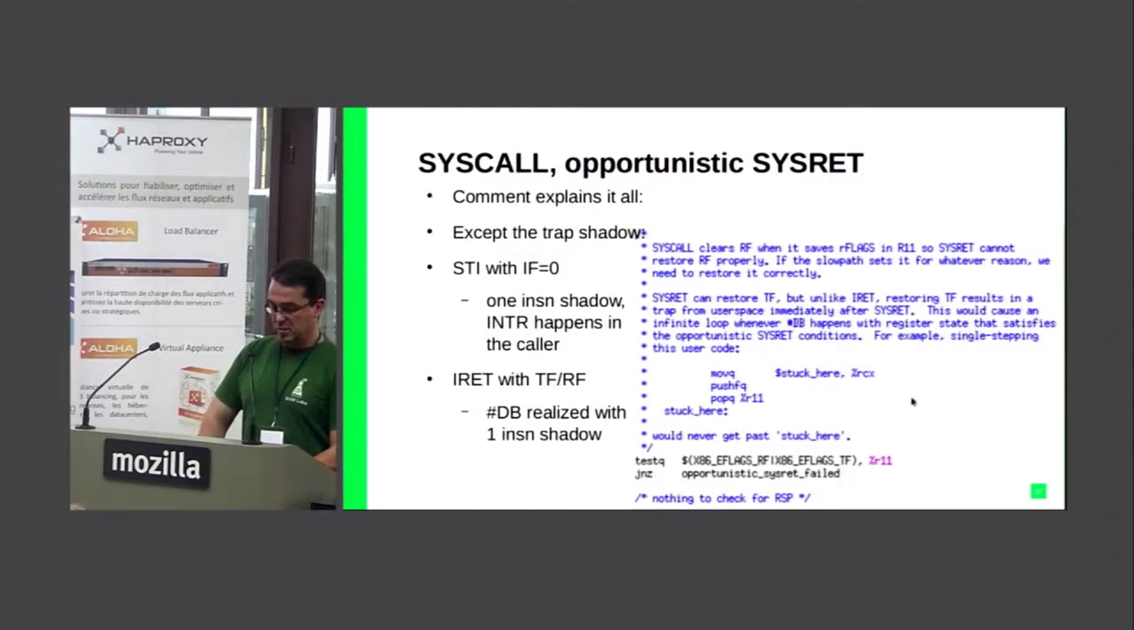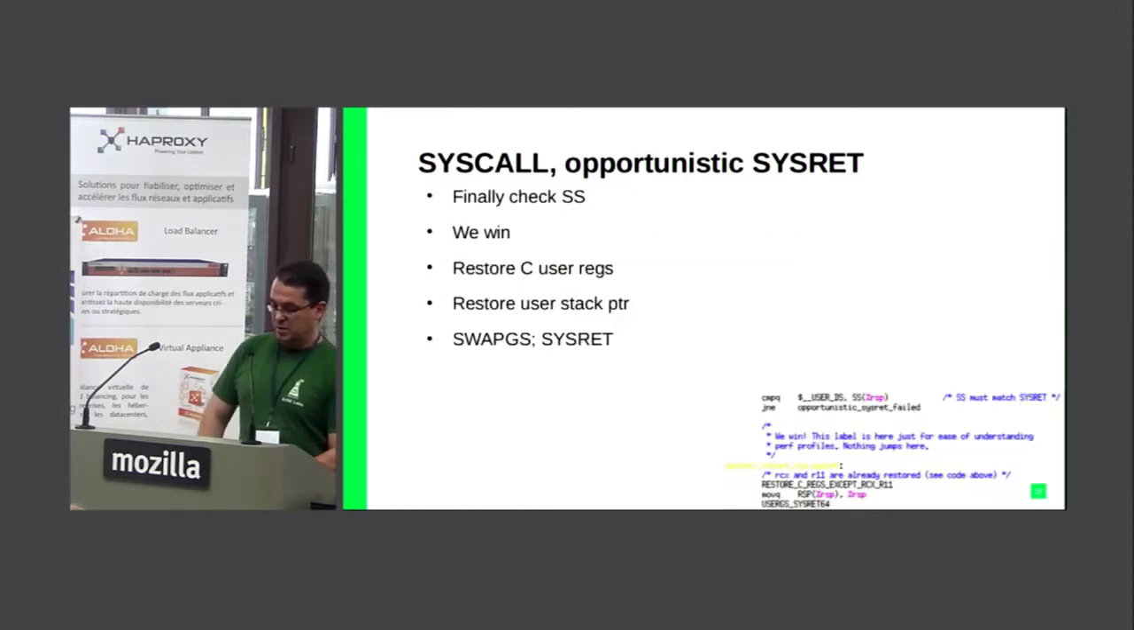We talked about this one. There's a one instruction shadow where IRET doesn't look at those flag bits, and STI doesn't look at the IF bit when IF was zero, so when interrupts were disabled. Right, and then we check the stack segment, whether we return to the user stack segment. And if all these checks pass, we restore the registers, so we return with sysret.